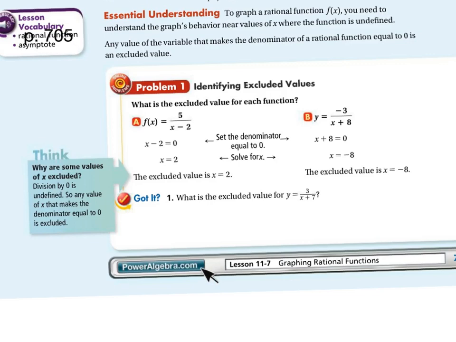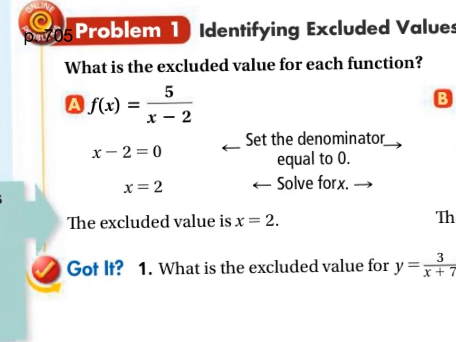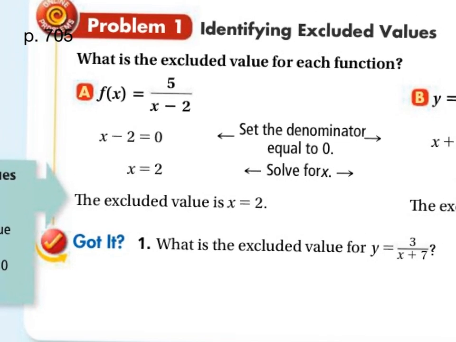So if you look at problem 1, right now they're keeping it simple. They're just saying what is the excluded value for the function. So basically we're just looking at this and saying our denominator can't equal 0. So for part A, our denominator is x plus 2. I would say x plus 2 cannot equal 0. So then we could say x cannot equal negative 2. So that's our excluded value.